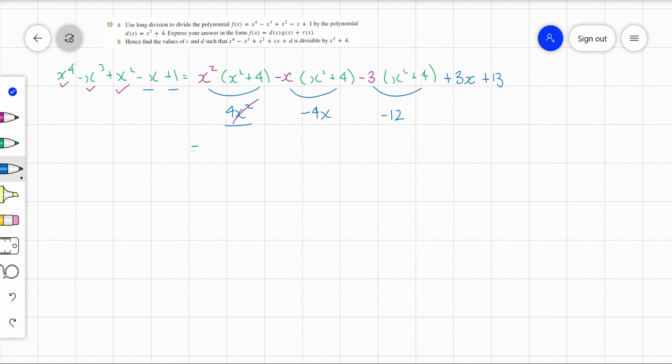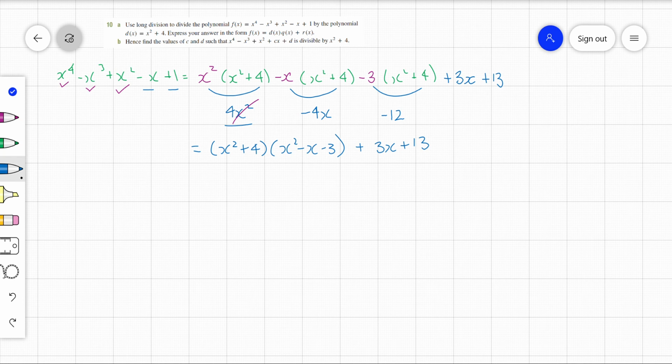So if I express it in the form of divisor, so I'm dividing by x squared plus 4, so that's my divisor. My quotient is that x squared minus x minus 3, the coefficients of those brackets. And then my remainder is going to be 3x plus 13. All right. So hence, find the values of c and d such that this polynomial is divisible by that.